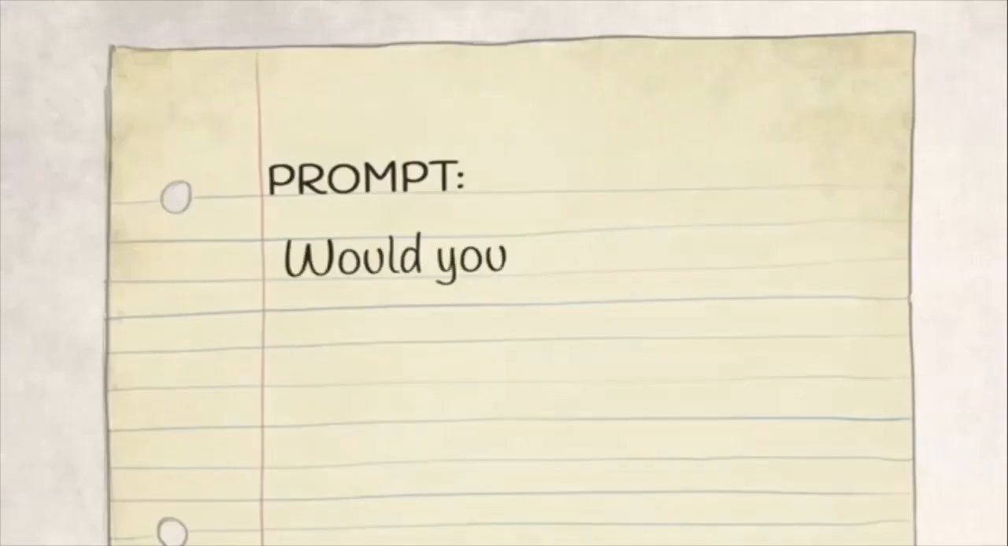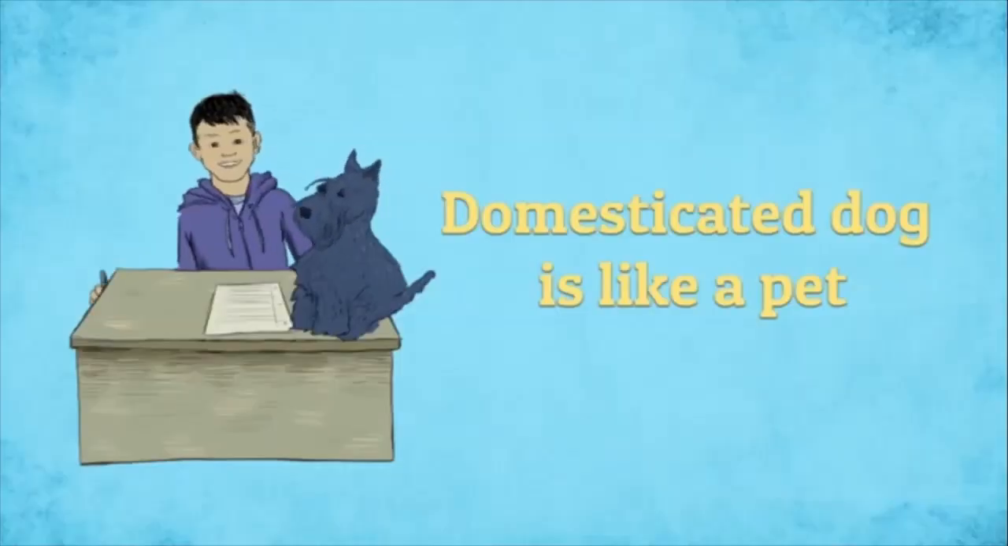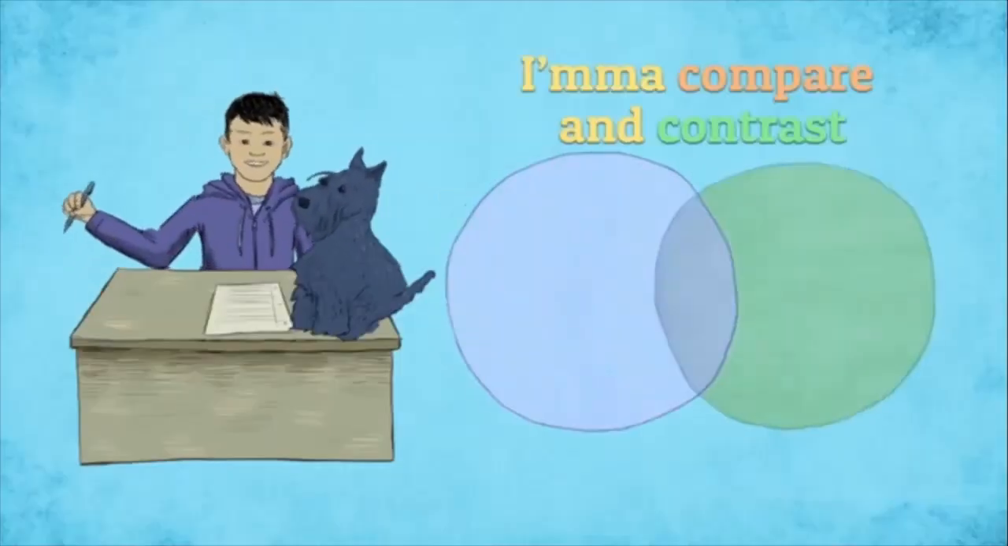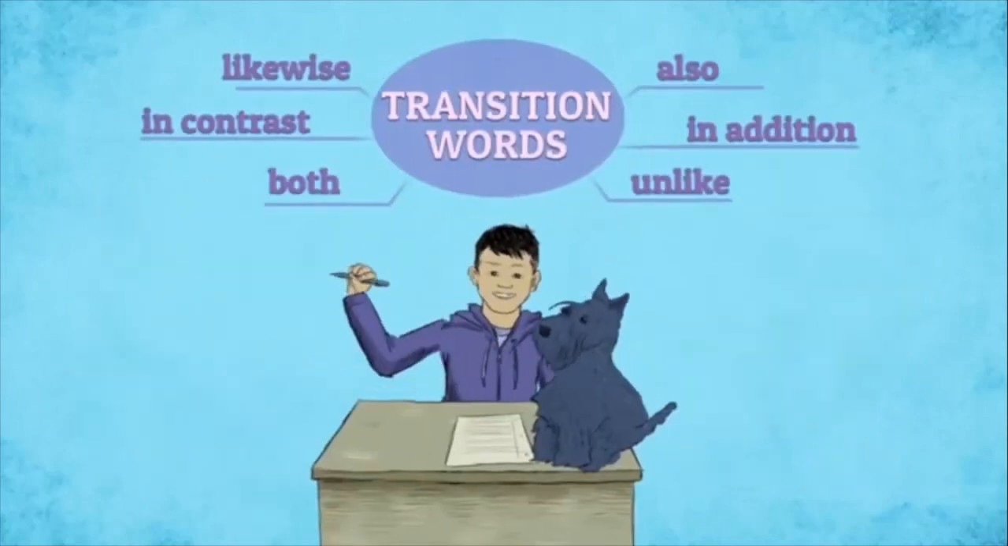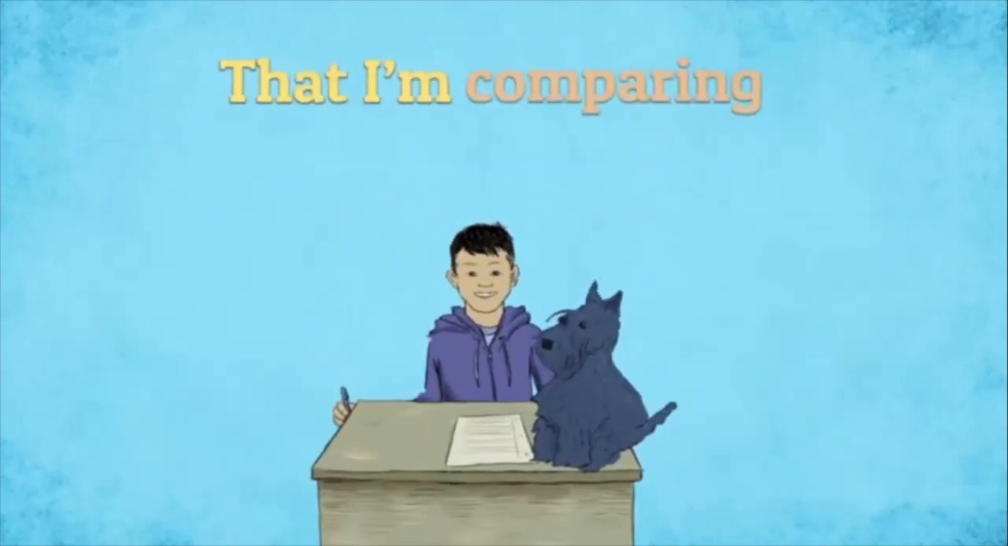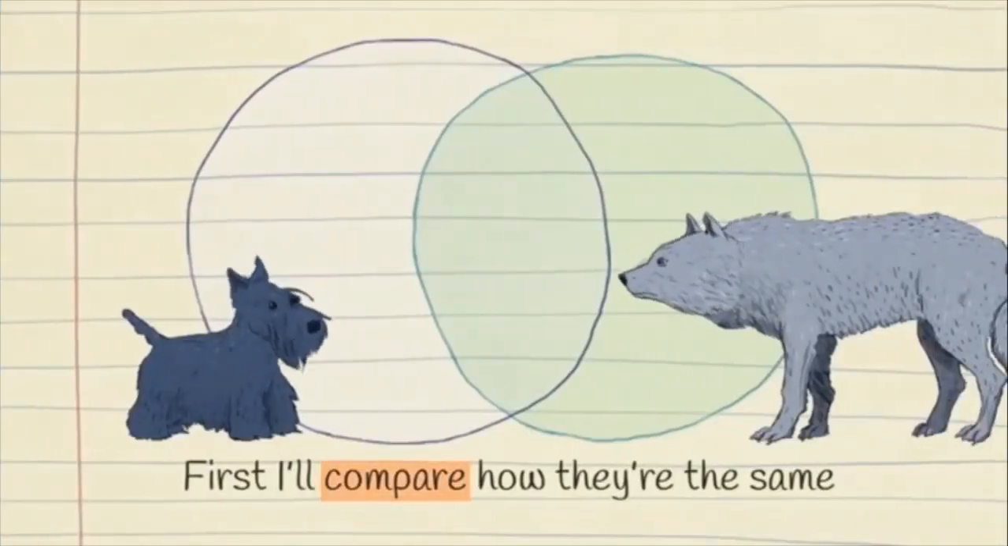Okay, I have to write an essay. Here's the prompt. Would you rather be a wolf or a domesticated dog? Domesticated dog is like a pet. I'ma compare and contrast. That'll help me pick. I use transition words to help my readers know that I'm comparing and contrasting. Here we go. First, I'll compare how they're the same.